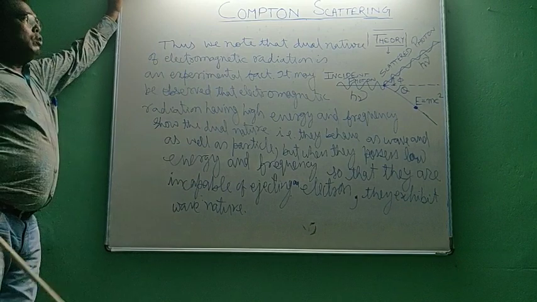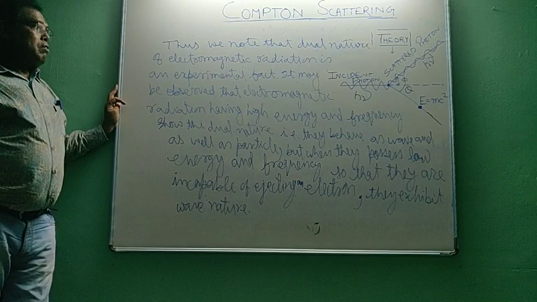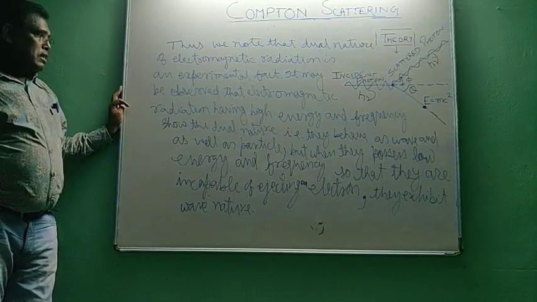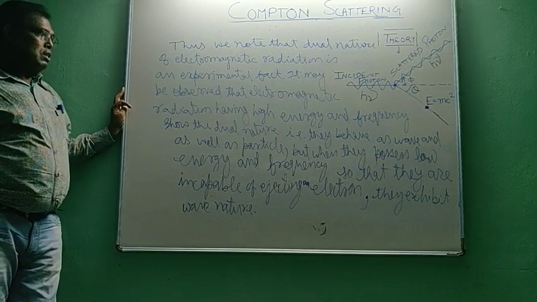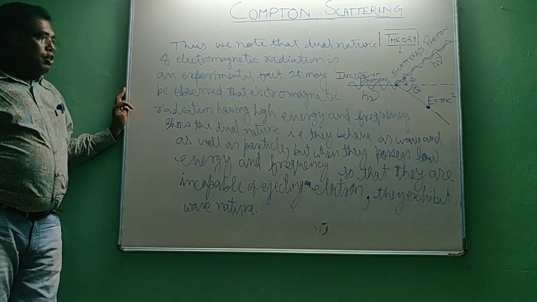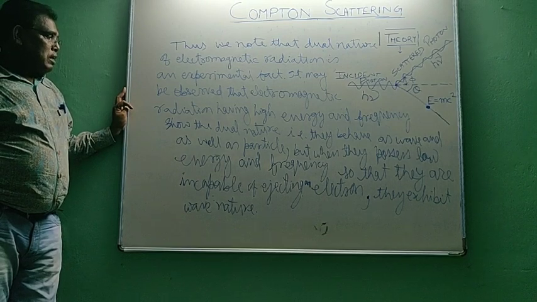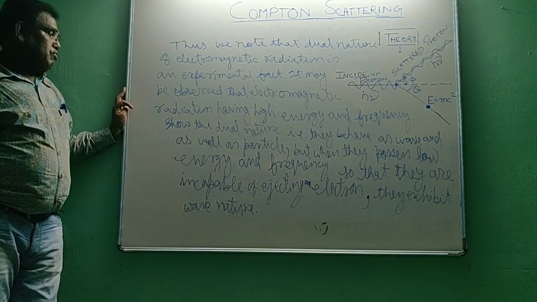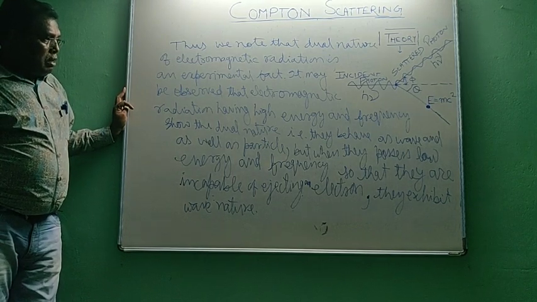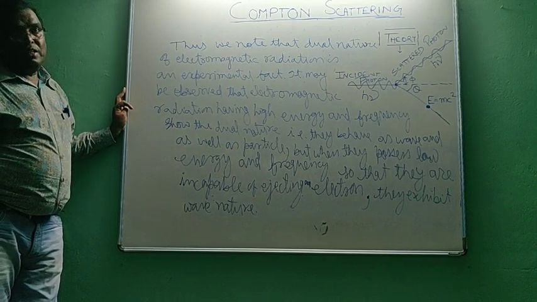Thus, we note that the dual nature of electromagnetic radiation is an experimental fact. It may be observed that electromagnetic radiation having high frequency and high energy shows the dual nature. What type of wave shows the dual nature? Radiation having high energy and frequency will show dual nature. That is, they behave as wave and as well as particle.